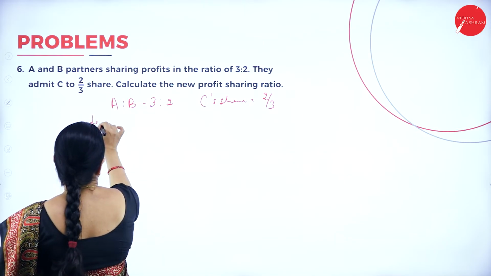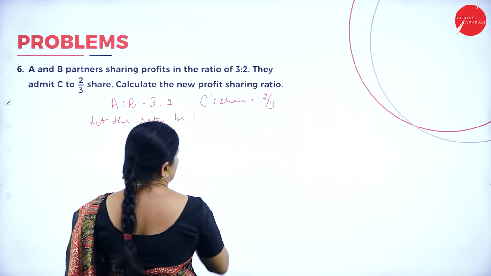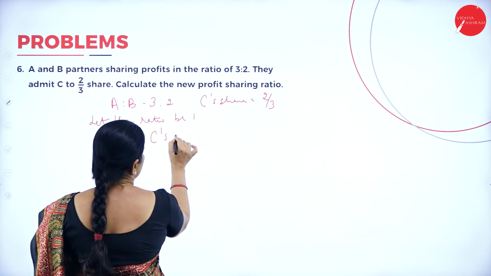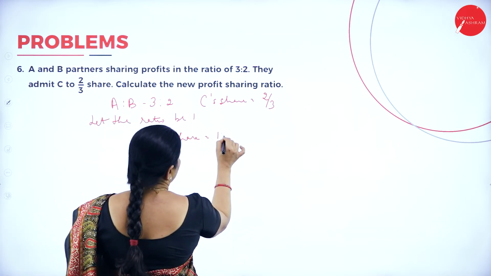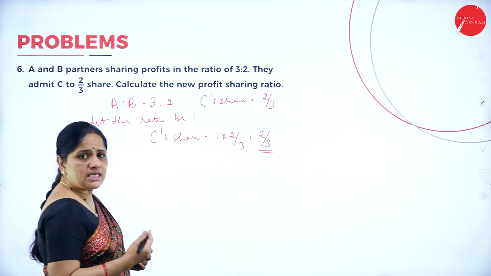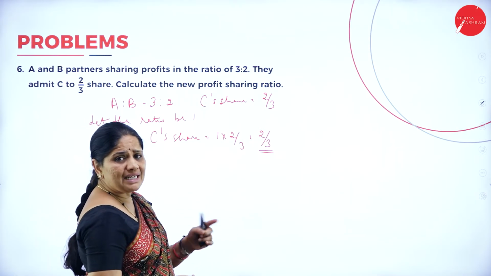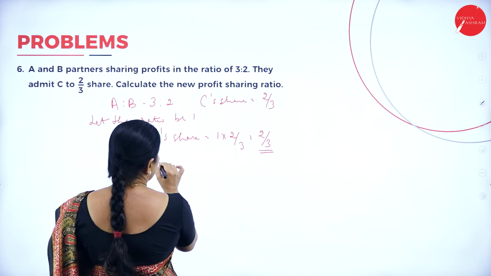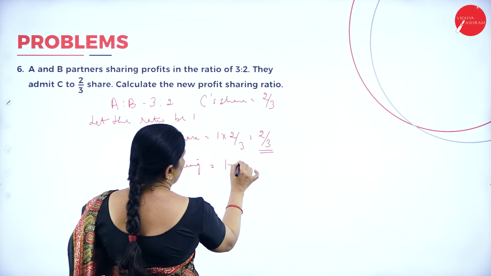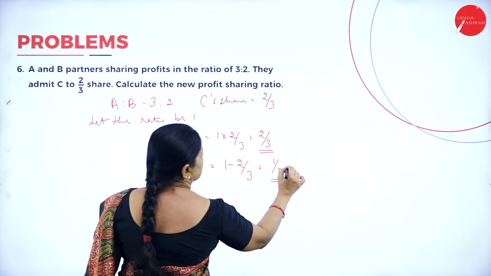So, I write let the ratio be 1. So, the entire profit is 1. Now, C's share will be 1 into 2/3, that is 2/3. Now, C's share is 2/3. So, I am left with 1 minus 2/3. So, remaining share will be 1 minus 2/3, that is 1/3.